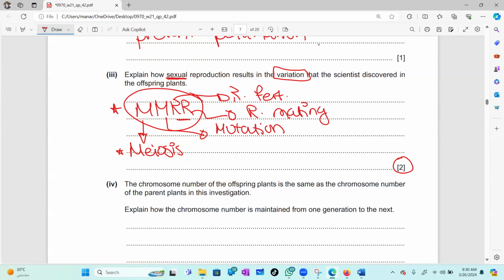So sexual reproduction causes variation. And we said before that this objective was a new one added to the new syllabus, but you ignored it. Any question asking you about sexual reproduction and its causes for variation, you have to give the MMRR points. Mutation, meiosis, random fertilization, random mating. Okay, any 2 of those will give you the 2 marks. Again, 90% of you said meiosis only. You only mentioned meiosis and defined it. But that was not enough because they wanted 2 of the reasons of variation.